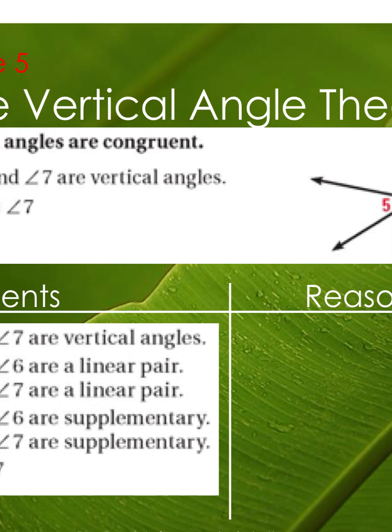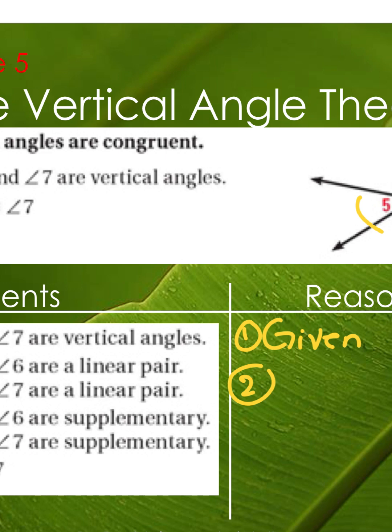So, prove vertical angles theorem. So angle 5 and angle 7 are vertical angles. They're telling us this is a given. 5 and 7 are vertical angles. And they wanted us to prove that angle 5 and angle 7 are congruent. Let's do this. The first statement is the given. So angle 5 and angle 7 are vertical angles. I'm going to write 1 is given.